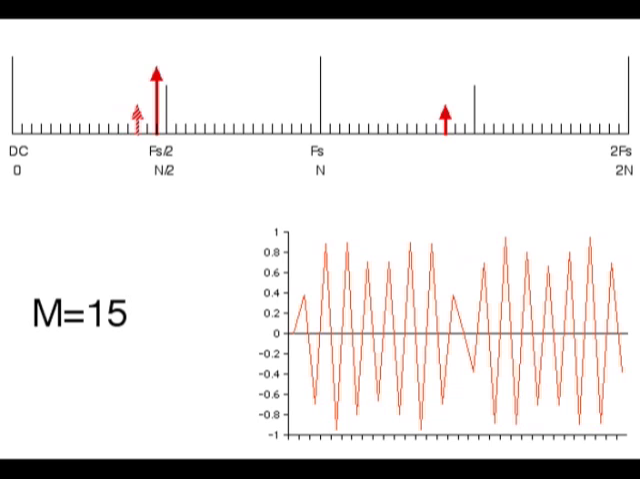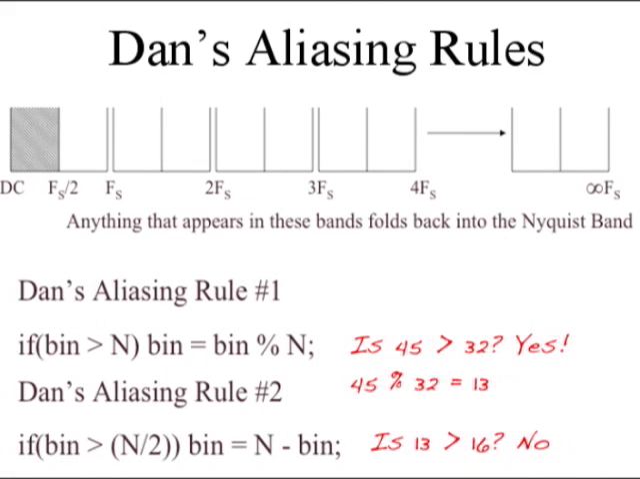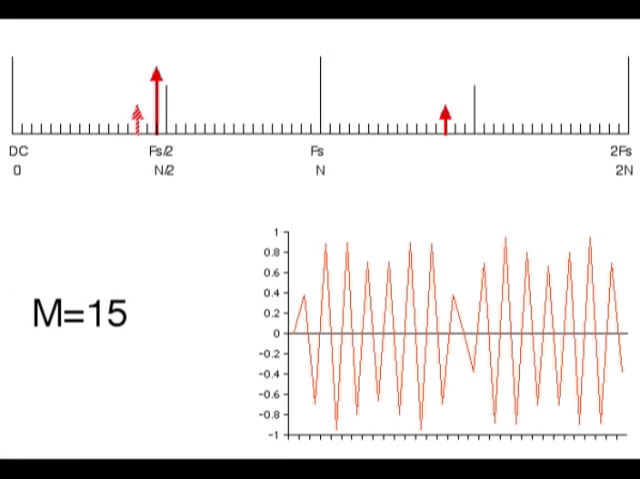So with an M of 15, our fundamental is in bin 15, just one below N over 2. Our third harmonic is way up in bin 45, but we can see its alias back in the Nyquist band, so again, let's go find out where it is. Is 45 greater than 32? Yes, so 45 modulo 32 is 13. Is 13 greater than 16? No, so we don't have to apply that rule. So our third harmonic is aliased all the way back from bin 45 into bin 13, and that's pretty clear when you look at the frequency domain plot of this waveform.